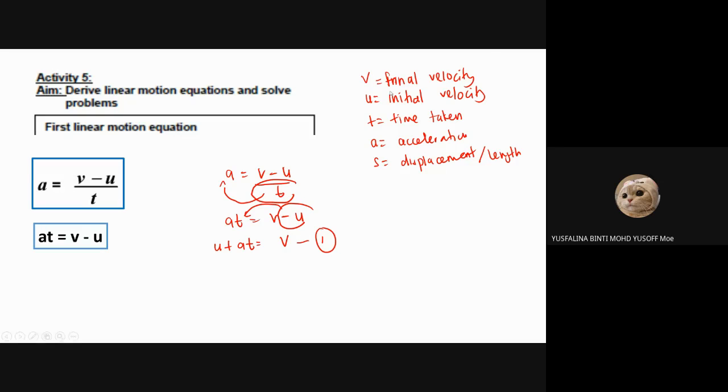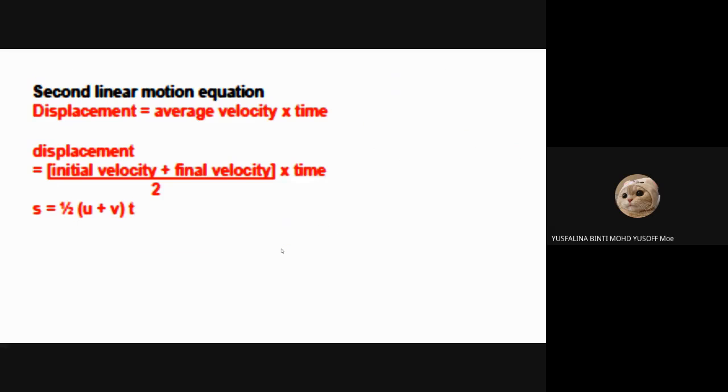And I already put the meaning for each symbol here: what is V, what is U, what is A, what is T. So this is the first linear equation. And then the second linear equation is displacement is equal to average velocity multiplied by time. It actually comes from the formula for average velocity, displacement divided by time. So S is equal to V multiplied by T. So that's why you get this formula: displacement is equal to average velocity multiplied by time.